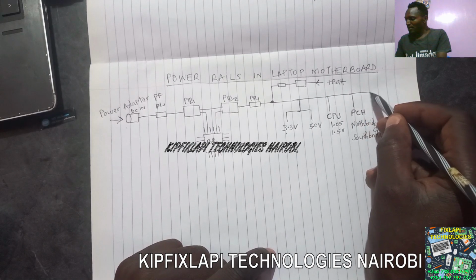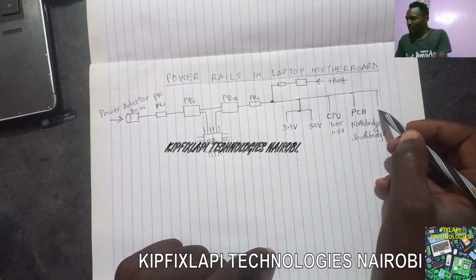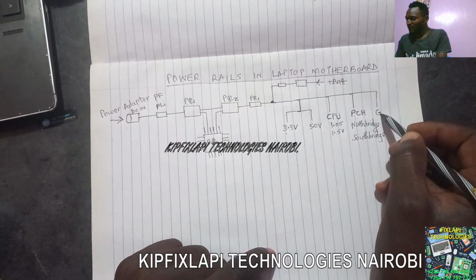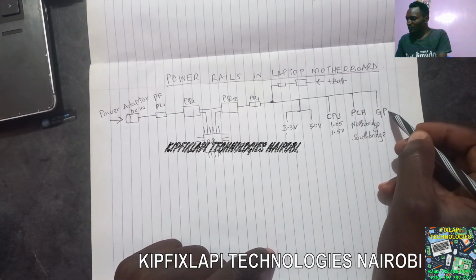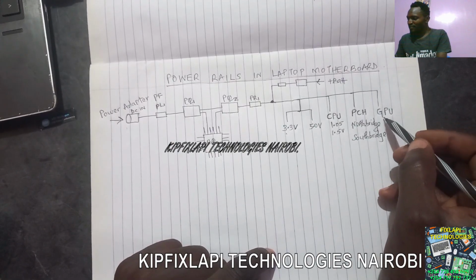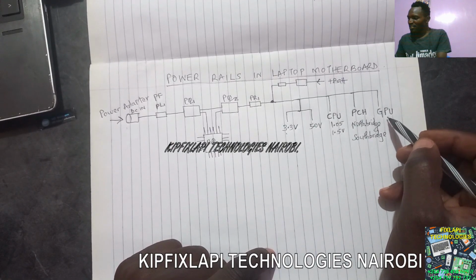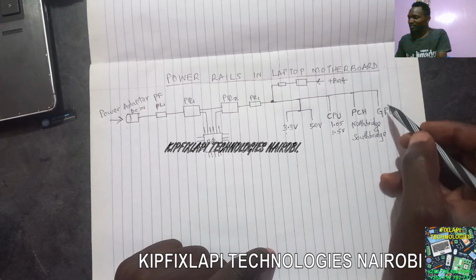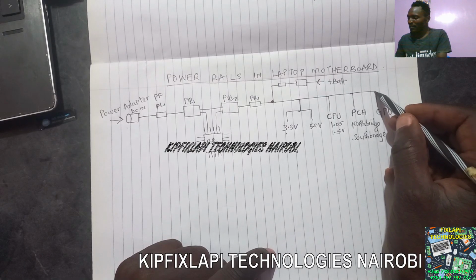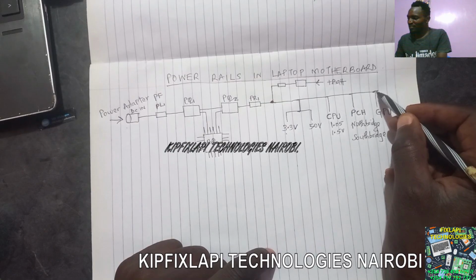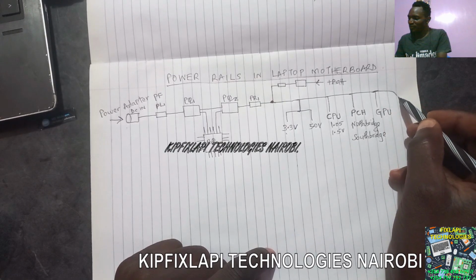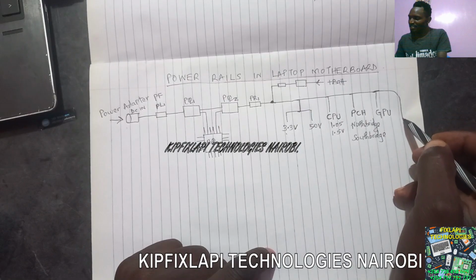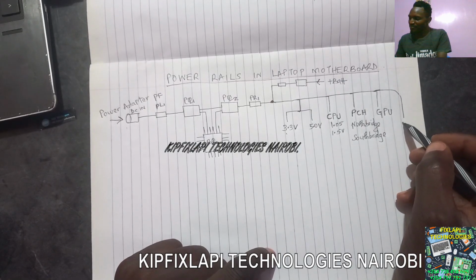Apart from the PCH power supply, we also have the power supply which supplies the GPU. The GPU stands for graphics processing unit. This is a chipset which is responsible for graphics. It is responsible for enhancing the graphics or clarity of images in a laptop. Then apart from this power supply supplying the GPU, we have another circuit which supplies the RAM.